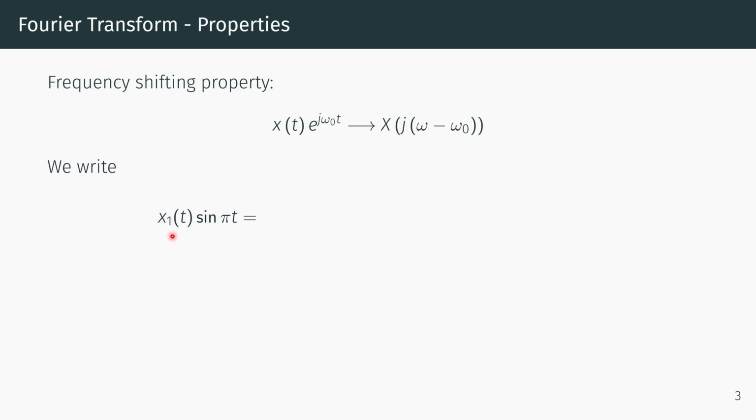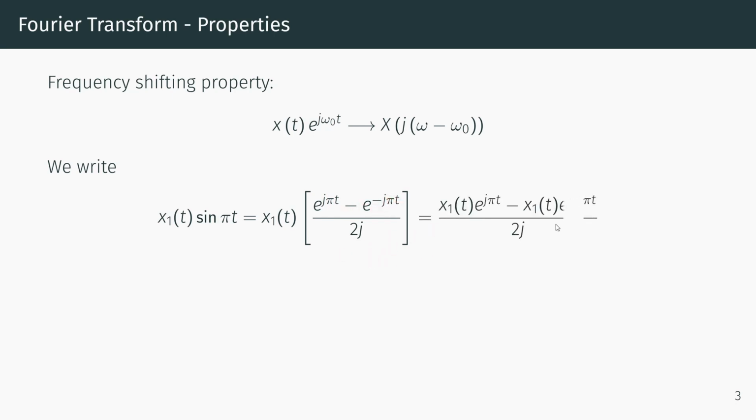So remember that our x1 of t is rect of t minus half. How do you find the Fourier transform of x1 of t sine pi t? By using the frequency shifting property, I will tell that in a moment. So we can write sine pi t as e power j pi t minus e power minus j pi t by 2j. So expanding that out, you get x1 of t times e power j pi t minus x1 of t times e power minus j pi t.